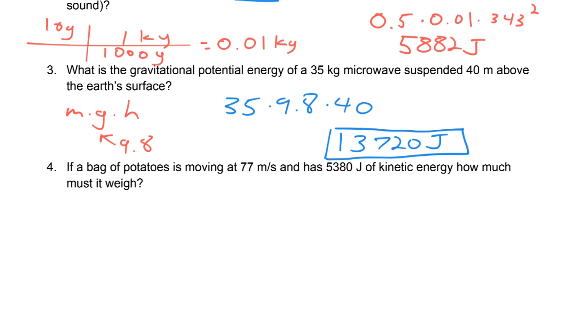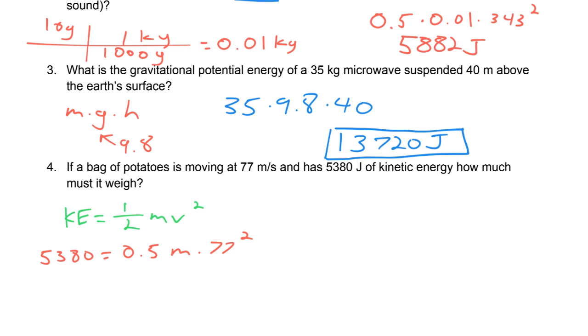All right, bag of potatoes. So it's moving, so we're going to use our kinetic energy formula again. 1/2 mv squared equals our kinetic energy. But now we have a different arrangement of variables. We know the energy is 5,380 joules, so that'll come in over here for kinetic energy. We don't know the mass, we'll leave that as m. The velocity is 77, and we know that that's squared.